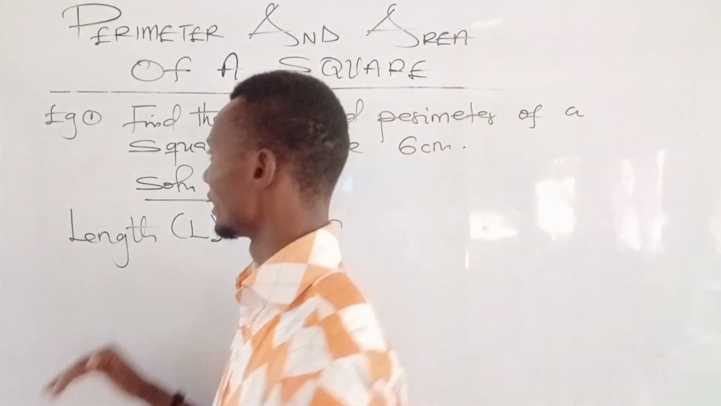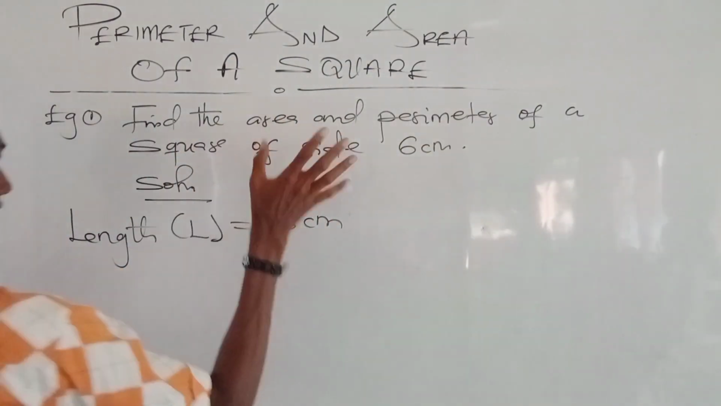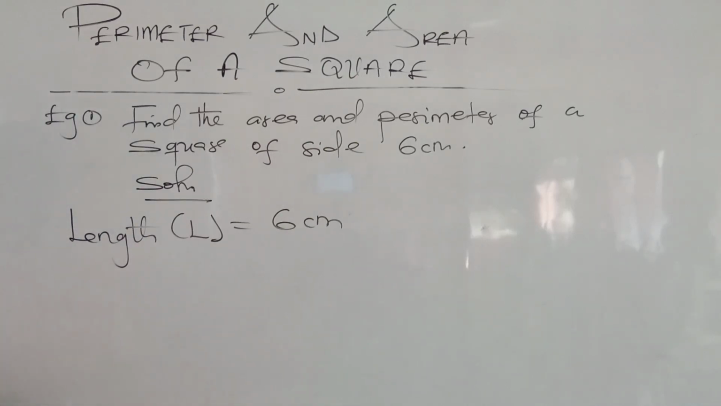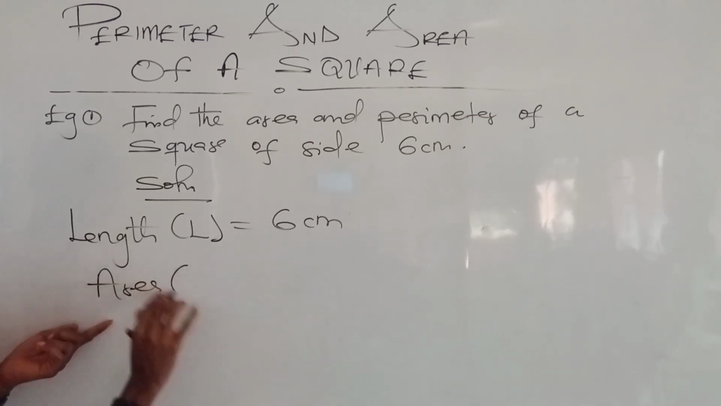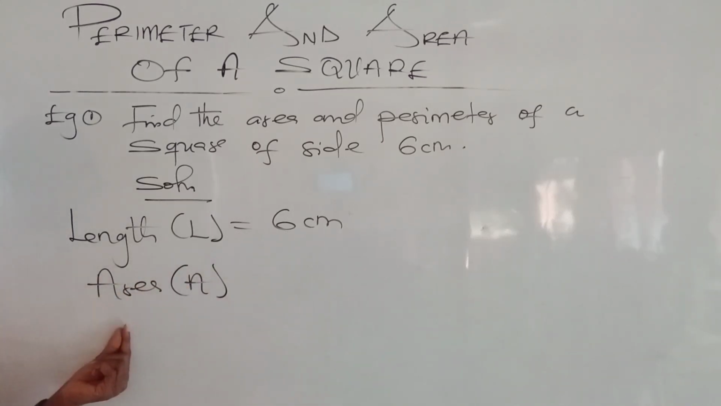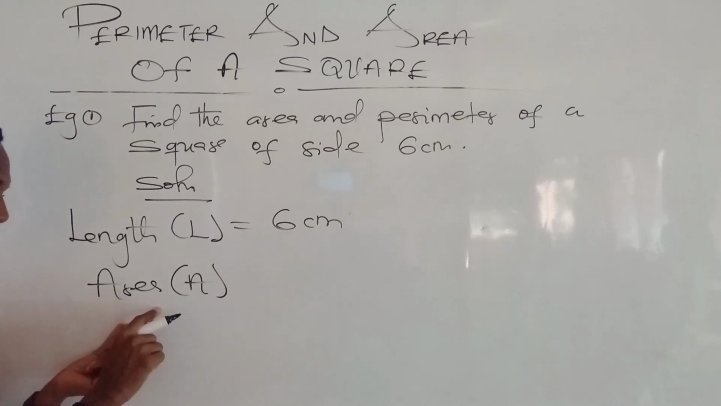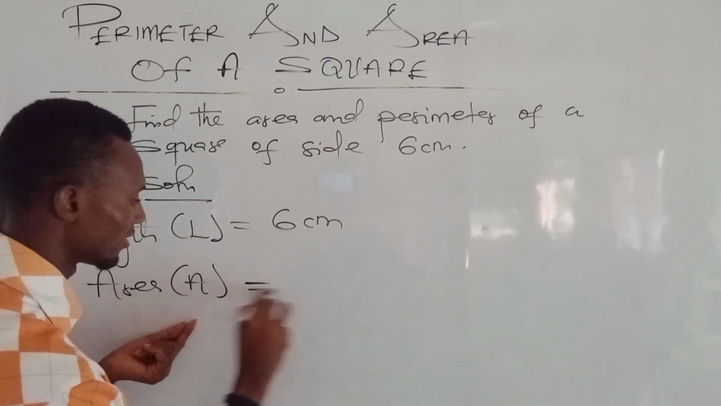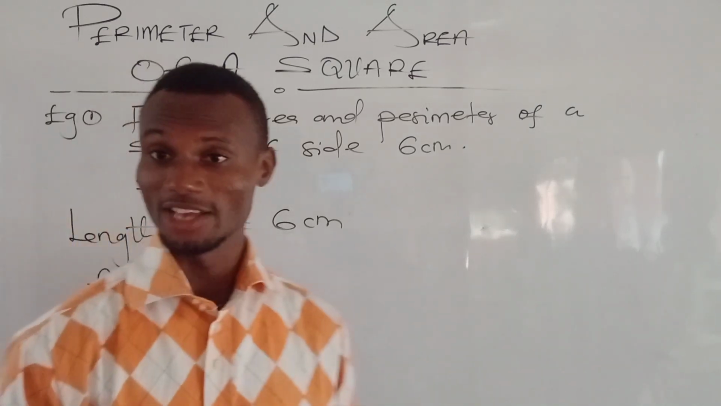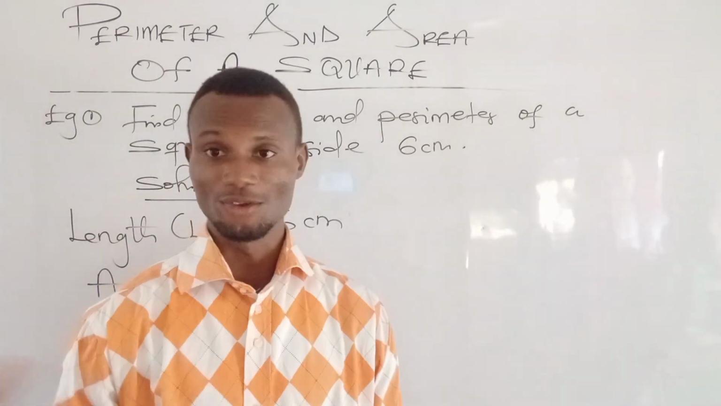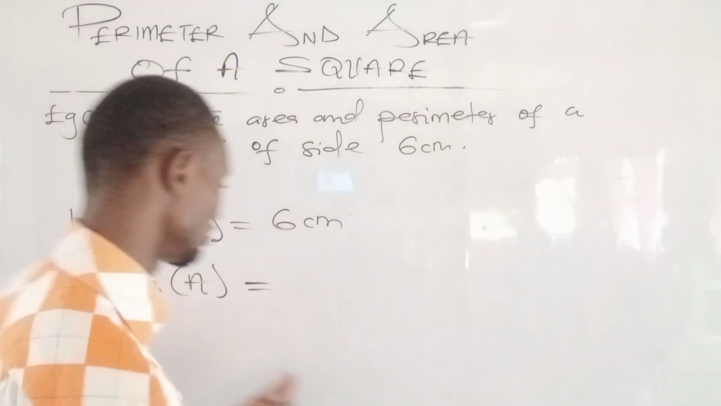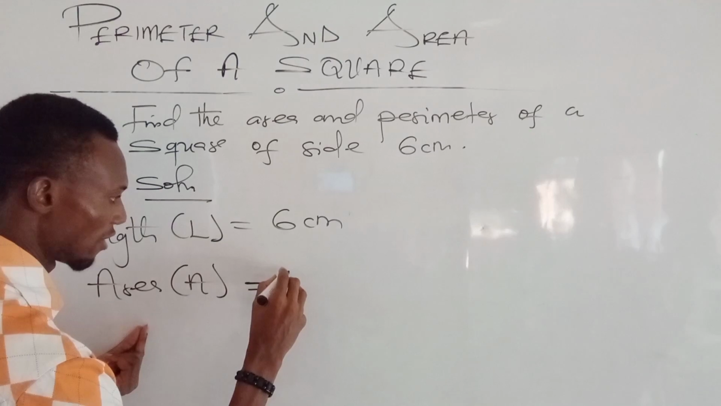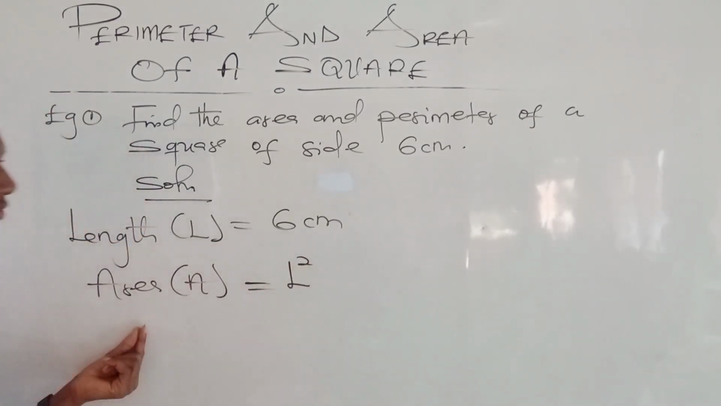Now let's proceed. It says you should find the area of the square. So let's tackle the area first. Let's write the formula for finding the area of a square. My area, in brackets A, as you've seen, write the area info in brackets A. The formula for finding the area of a square is L squared, which we've derived in the first video.